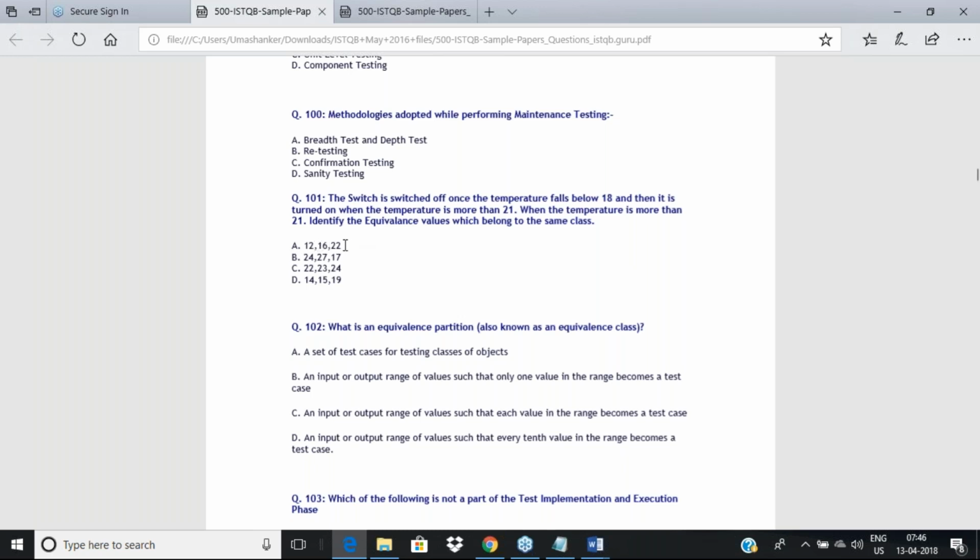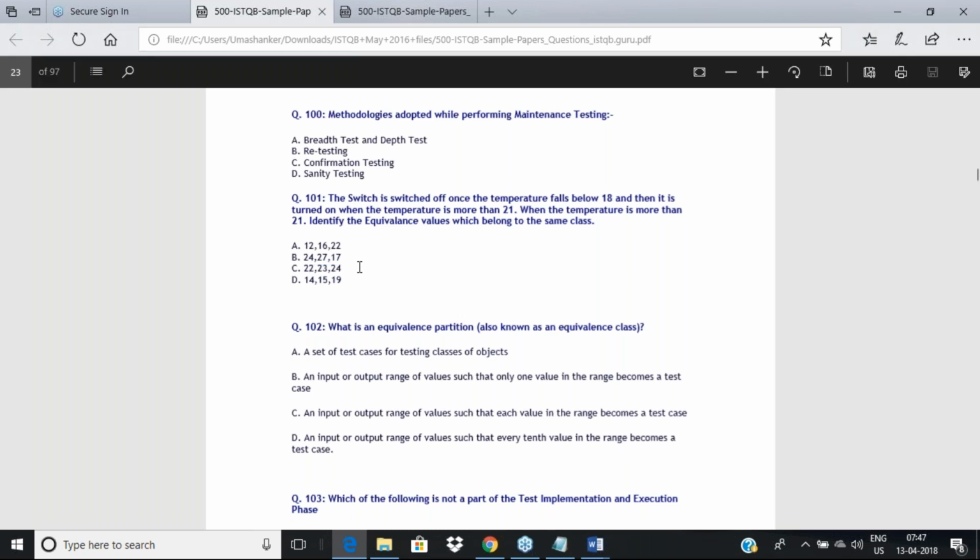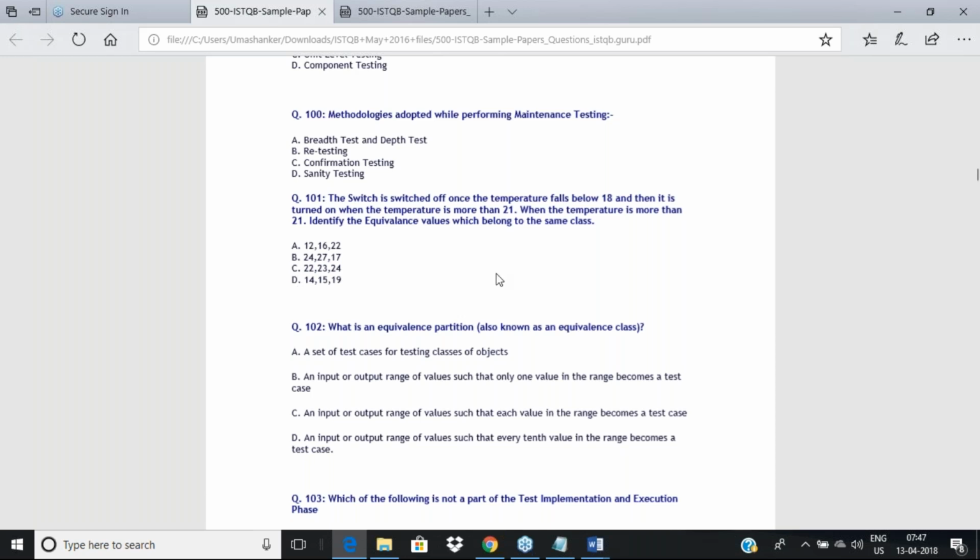12, 16, 22 is nowhere in the picture because they are very different. 24, 27, 17 also very different, and 21, 22, 23, 24 is kind of a sequence, but do we need these inputs anywhere? 22 is required here. 14, 15, 19 is nowhere in the picture. In what way you're saying C, Rupali? What is your idea behind C?